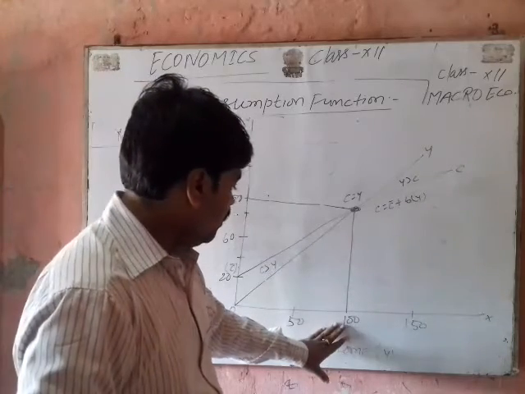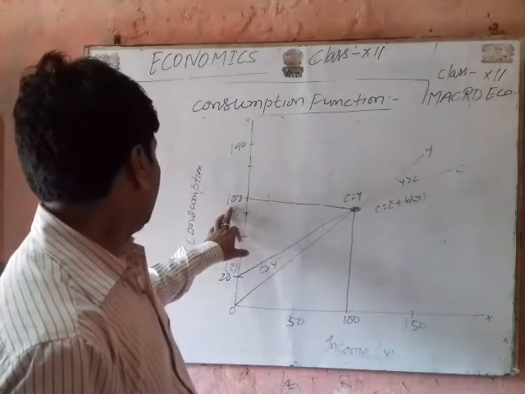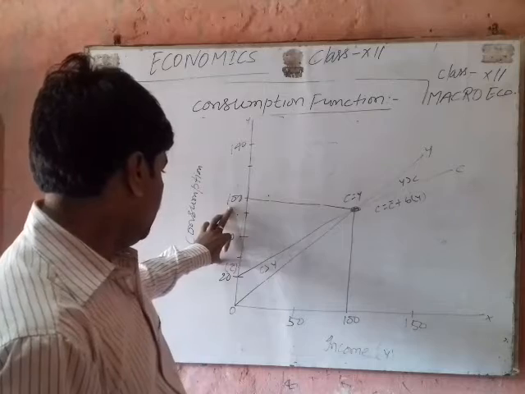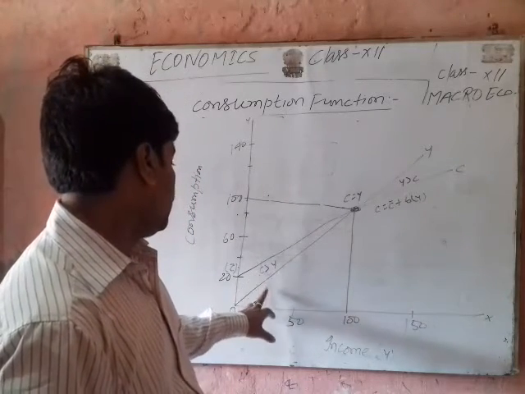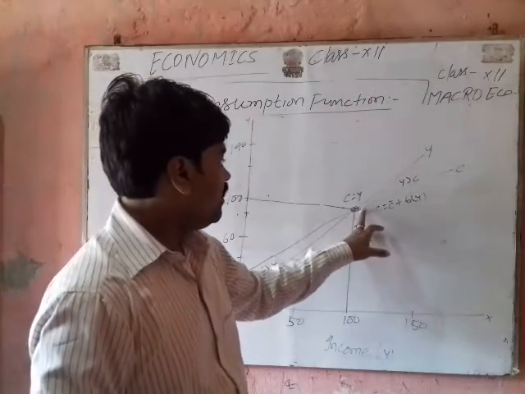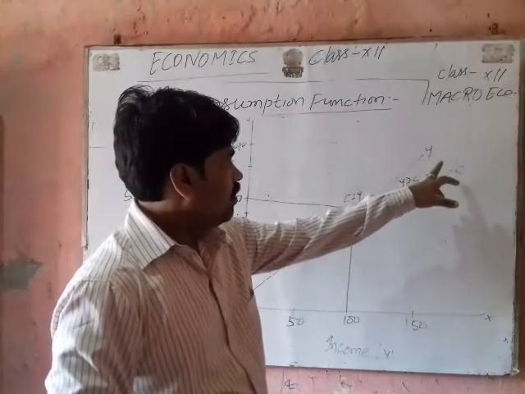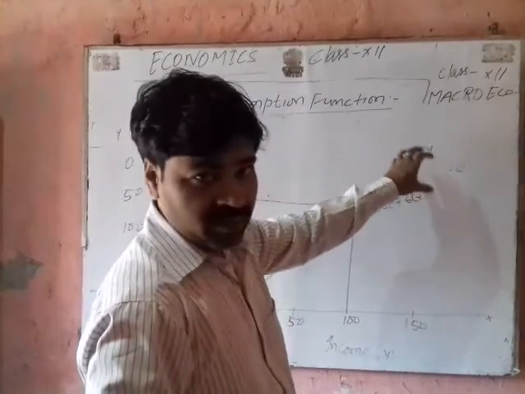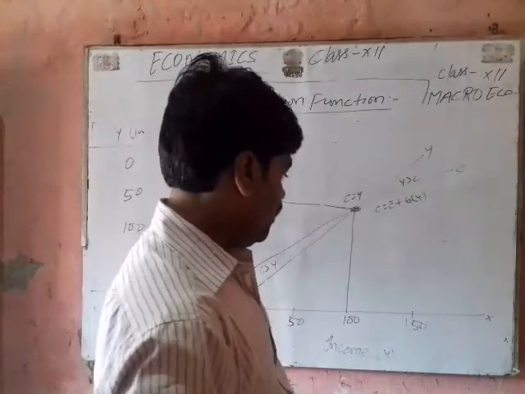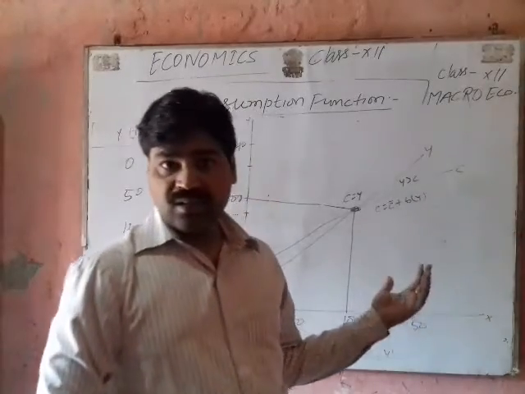At the income level of 100, consumption is equal to 100. Below it, consumption is greater than the income, and after this point, income is greater than consumption. That is the gap between income and consumption. Here is the positive saving. That is the consumption function.